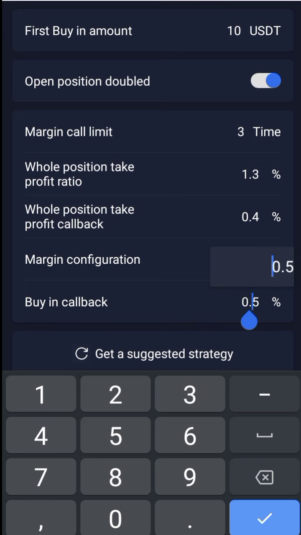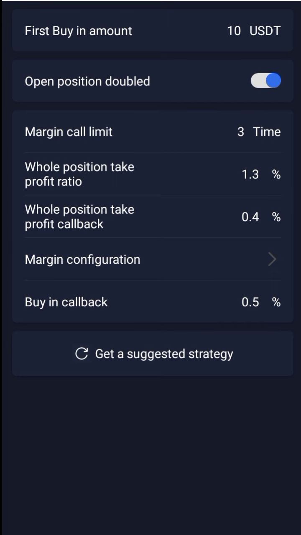Then here, which is buy in callback, it means if the particular coin you have bought falls 0.5%, it should what? Buy again, right? So if it falls 0.5%, it should buy again. So we are going to leave it at that point.